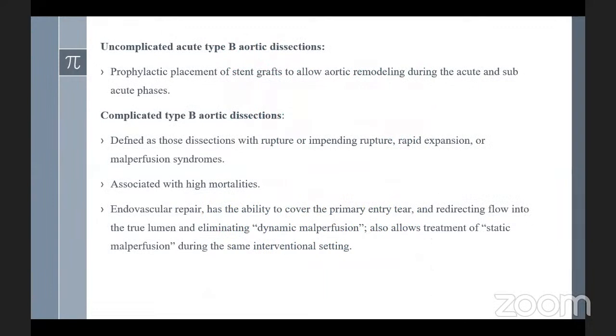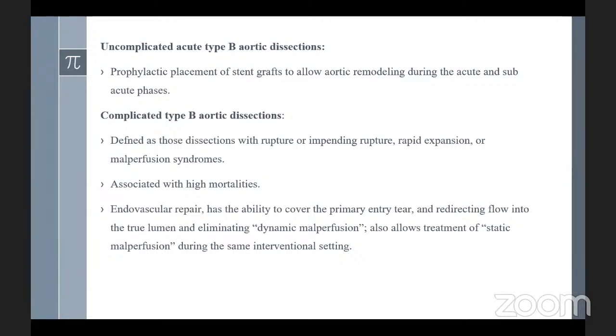So we have, as we said, 3 types: uncomplicated type B aortic dissection, complicated, and chronic. For uncomplicated type B aortic dissection, the mainstay of therapy is medical management, but studies also say that prophylactic placement of endograft allows good remodeling of the aorta during the acute and subacute phases. Complicated is always class 1 indication for endovascular management. Complicated means dissection with rupture or impending rupture or rapid expansion or malperfusion syndromes. It's also always associated with high mortality.